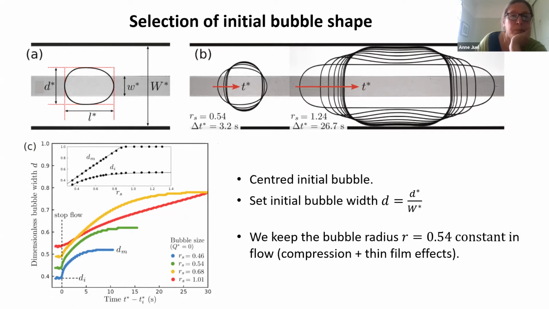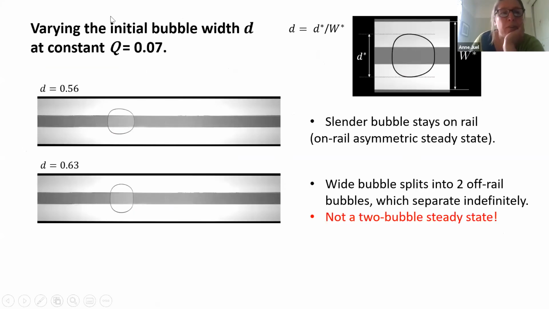Okay, so what can we start by doing? Well, we can start by varying the initial bubble width, D, at a constant flow rate. And so we choose an intermediate flow rate, and then we're going to let 2 bubbles go, a slender one and then a wider one. And you can see that these 2 bubbles do really rather different things.